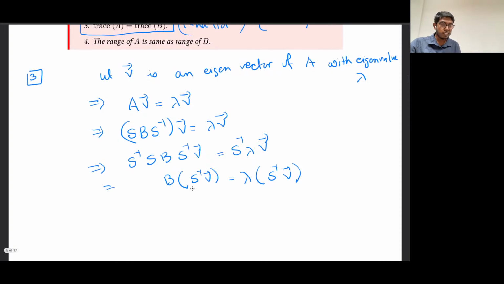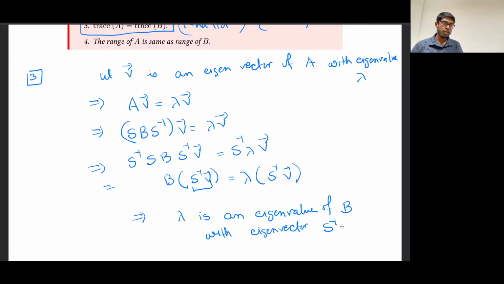Now since v is a non-zero vector and S is an invertible matrix, S inverse v is a non-zero vector, and this implies that lambda is an eigenvalue of B with eigenvector S inverse v. Then what can we say about the trace?